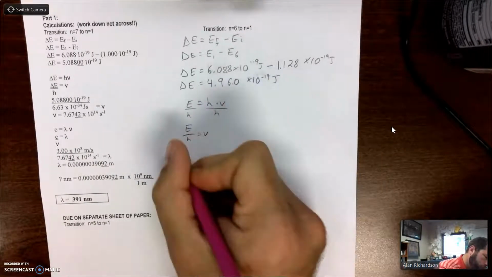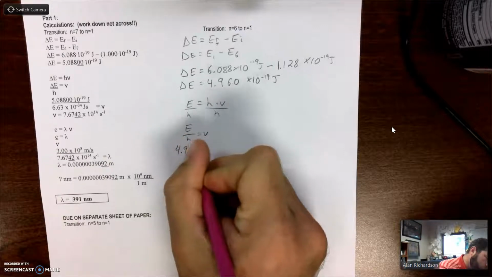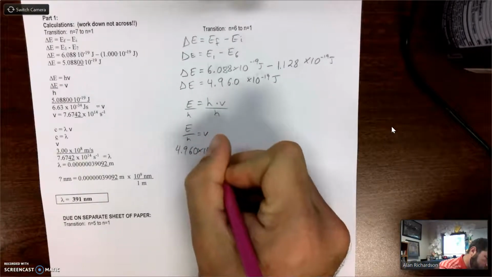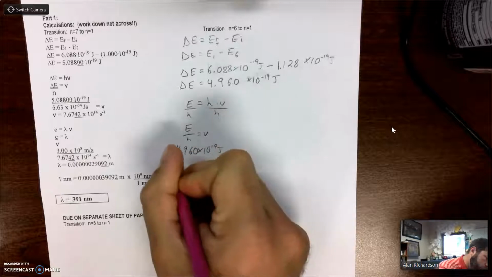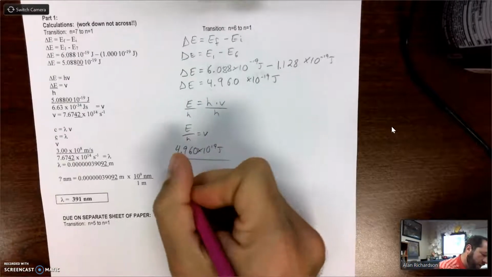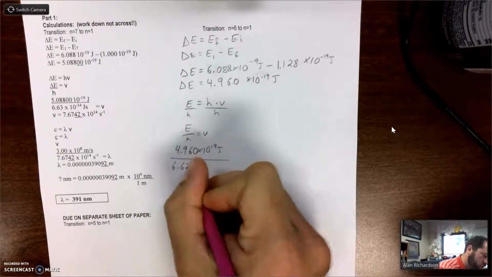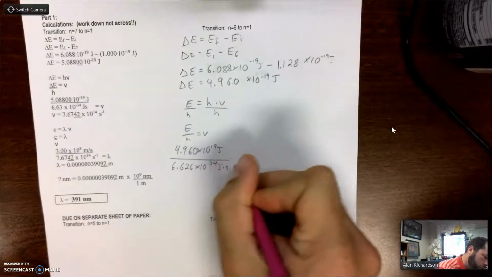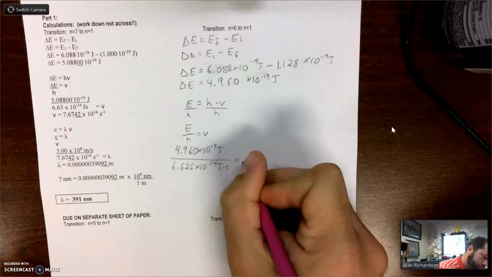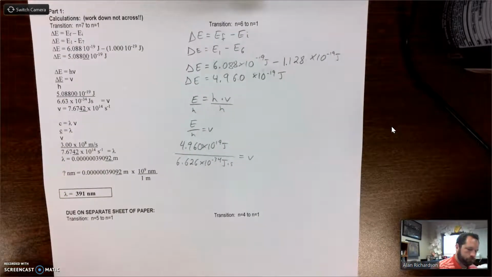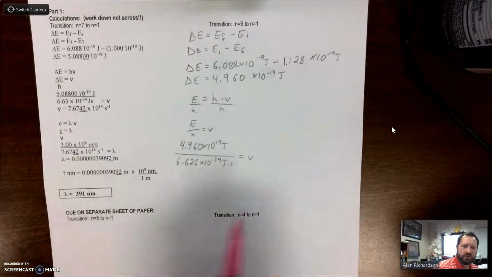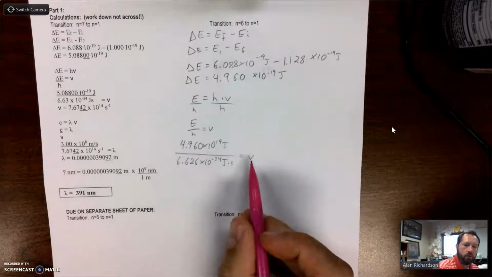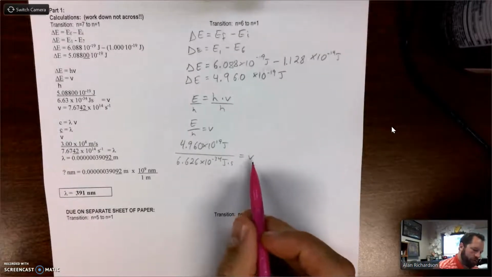Now we can plug in our variables. 4.960 times 10 to the negative 19th joules is our energy. H is Planck's constant, 6.626 times 10 to the negative 34th joule seconds. And that will solve for nu for us, for our frequency.